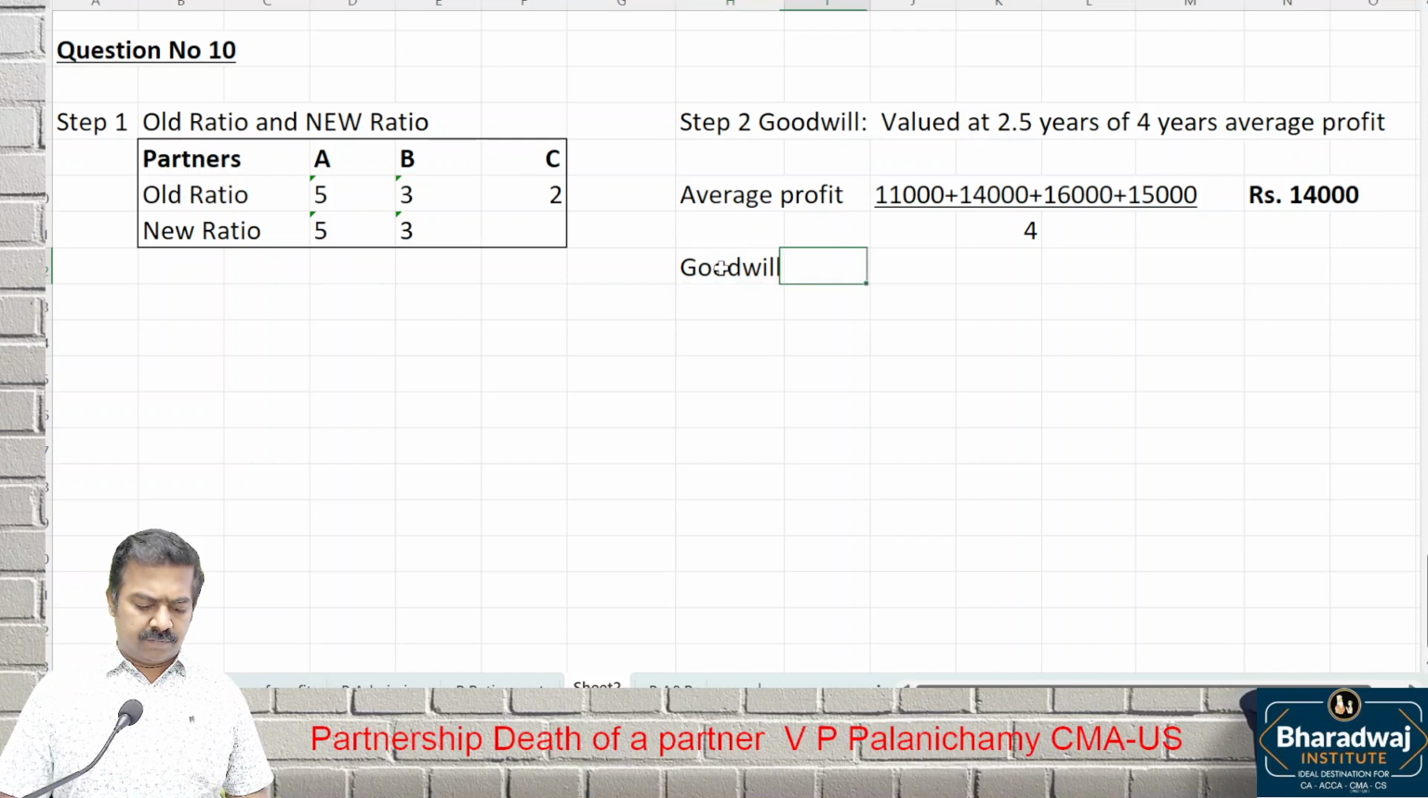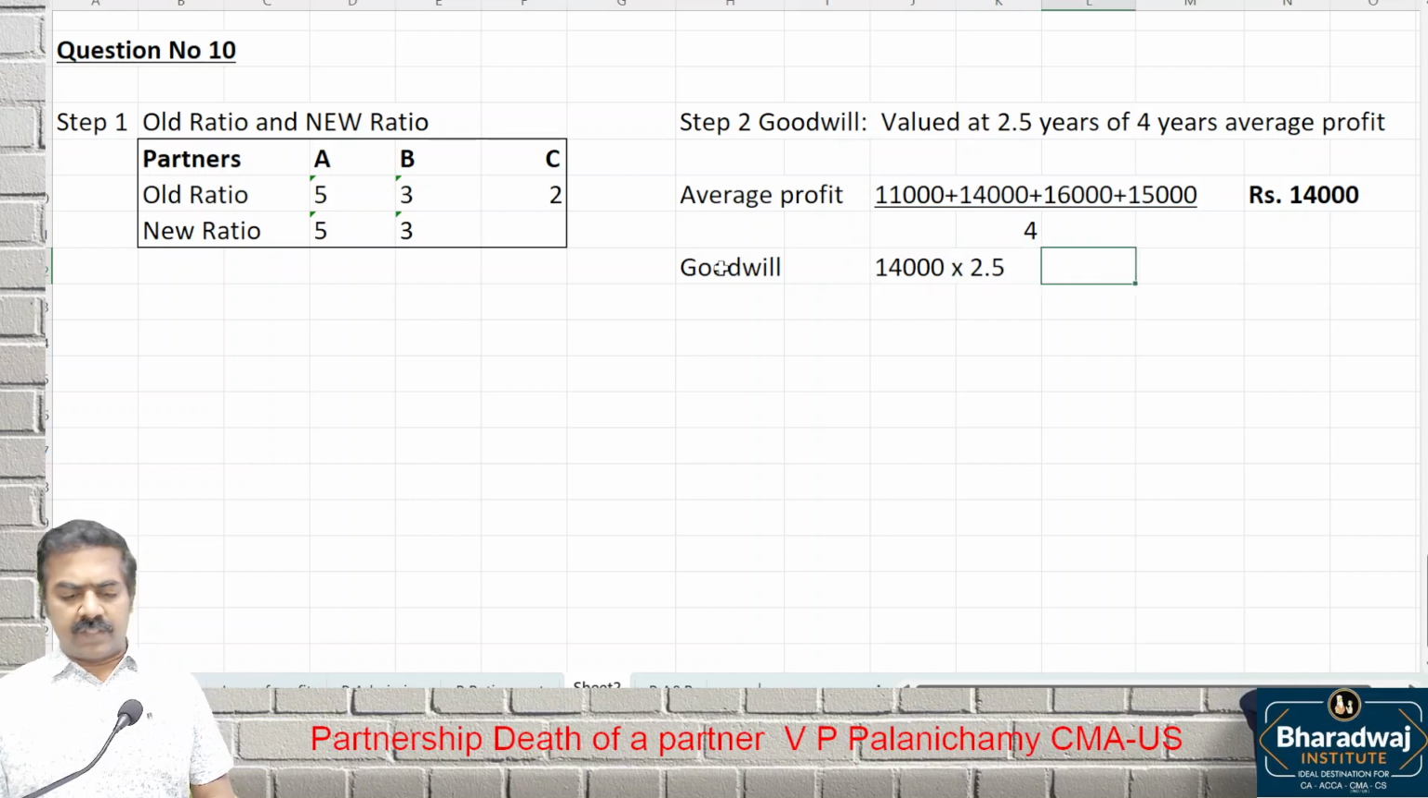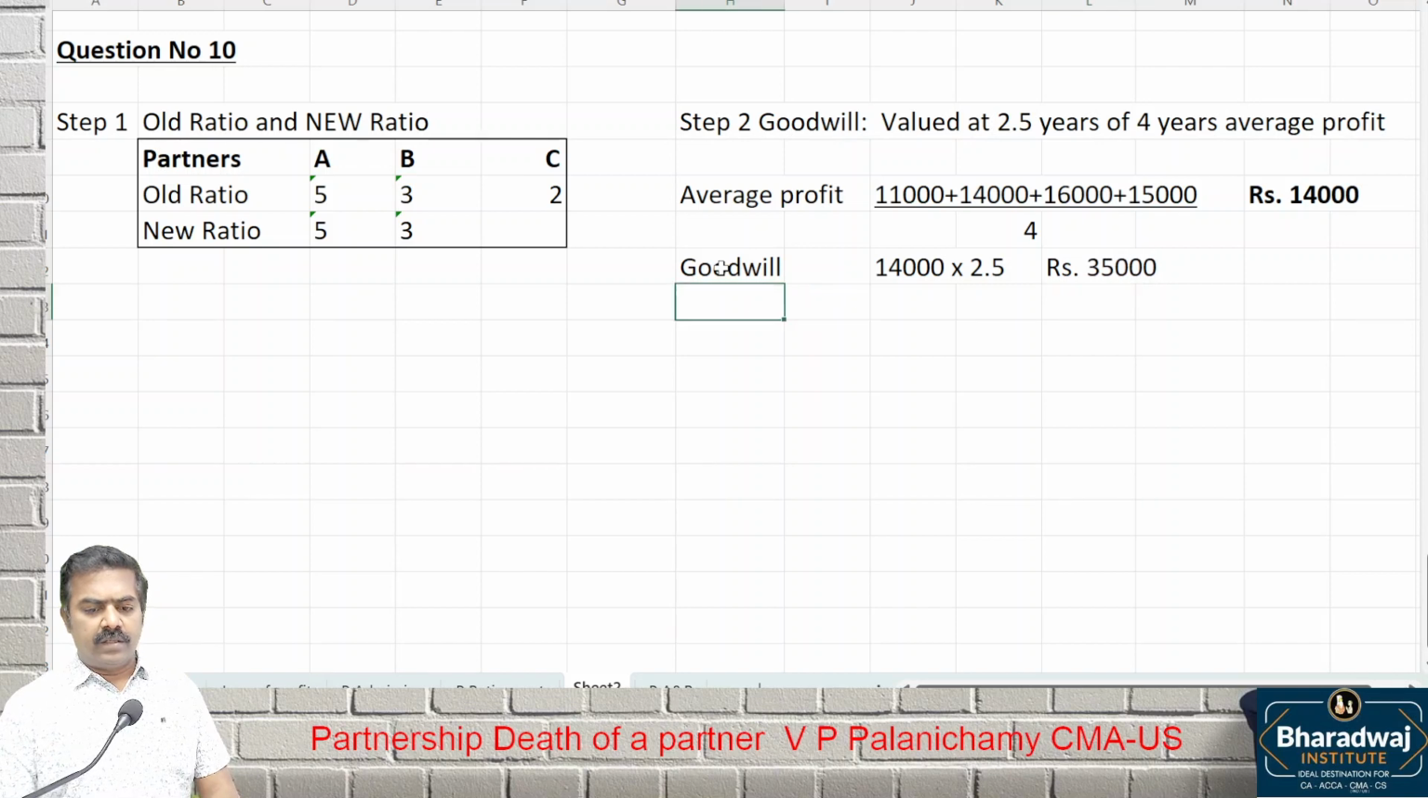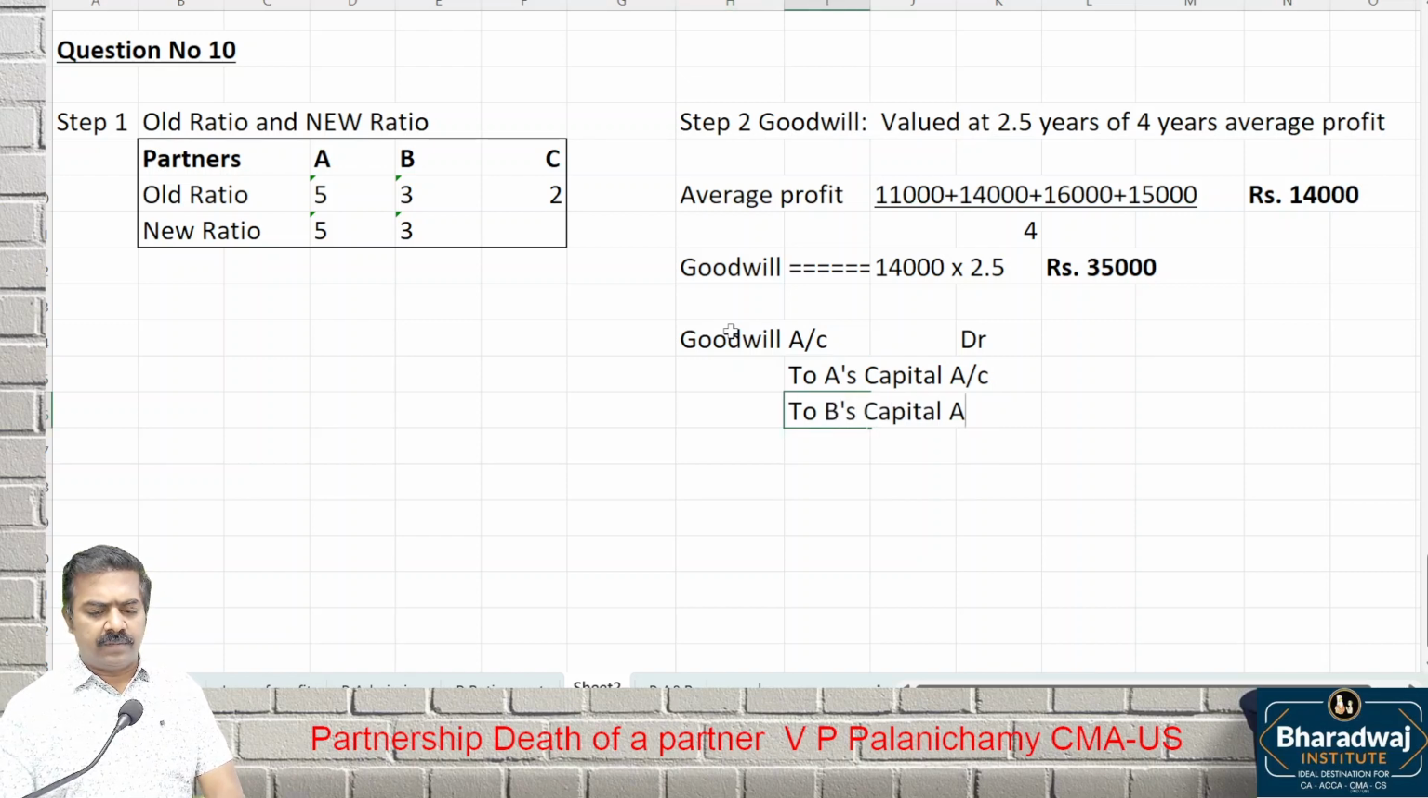Goodwill, 14,000 into 2.5 years. How much? 35,000 goodwill. Goodwill is valued at 2.5 years of average profit. What is the journal entry you will pass? Goodwill account debit to old partners. Who are the old partners? A's capital account, B's capital account. You can put C's executor's account or C's capital account, no problem.